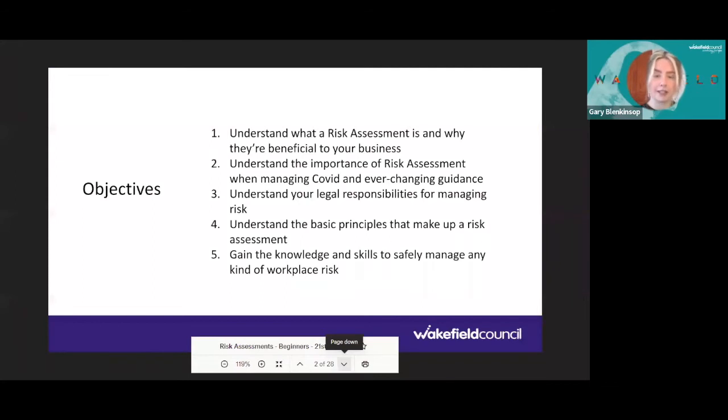Quickly run through the objectives for today. We would like you to come away with an understanding of what a risk assessment is and why they're beneficial to your business, to understand the importance of risk assessments when managing COVID and the ever-changing guidance. We want you to understand your legal responsibilities for managing risk, understand the basic principles that make up a risk assessment, and lastly, gain the knowledge and skills to safely manage any kind of risk in your workplace, whatever that may be.